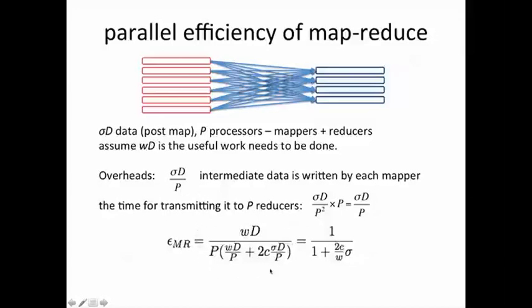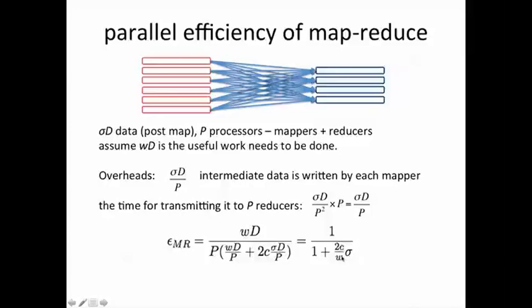Simplifying this parallel efficiency, we get an expression which is surprisingly independent of p, dependent on W and sigma in an important way though. It's nice that it's independent of p because it indicates that the MapReduce process is scalable. You can get large efficiencies even with large numbers of processors. There is no dependency of the efficiency on the number of processors.